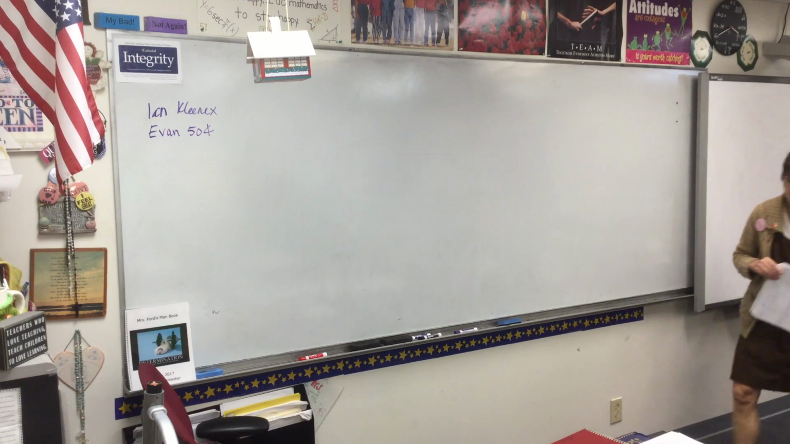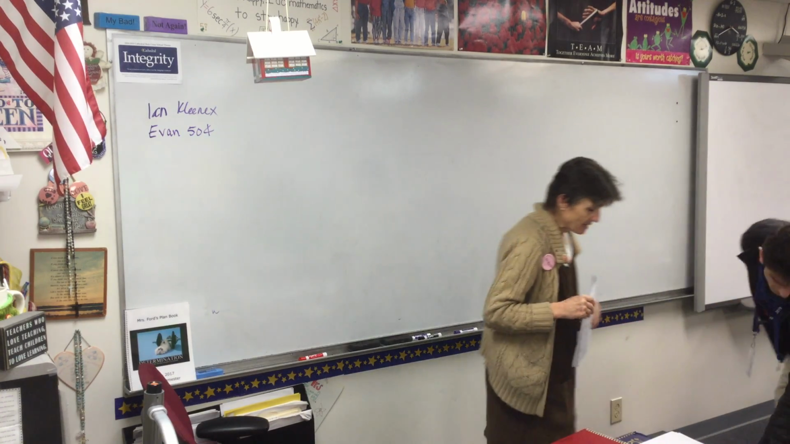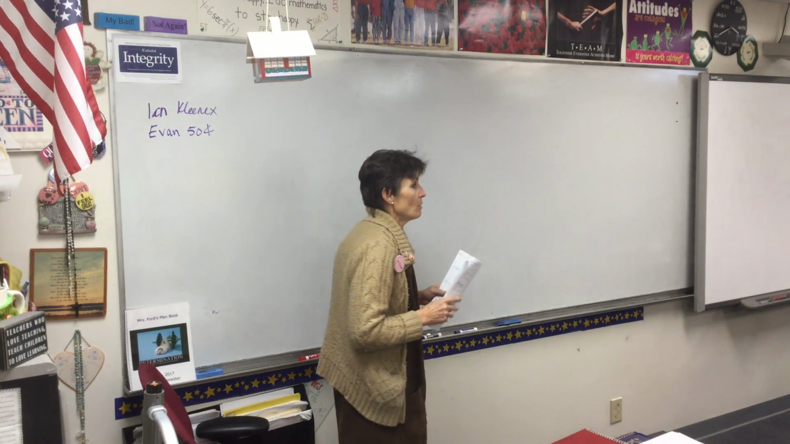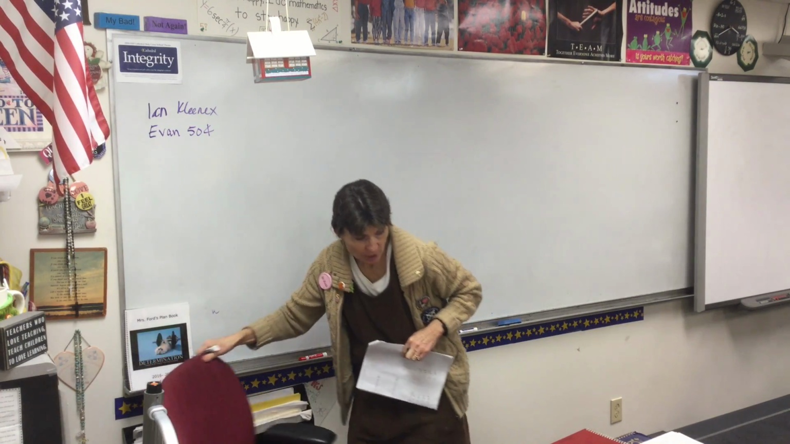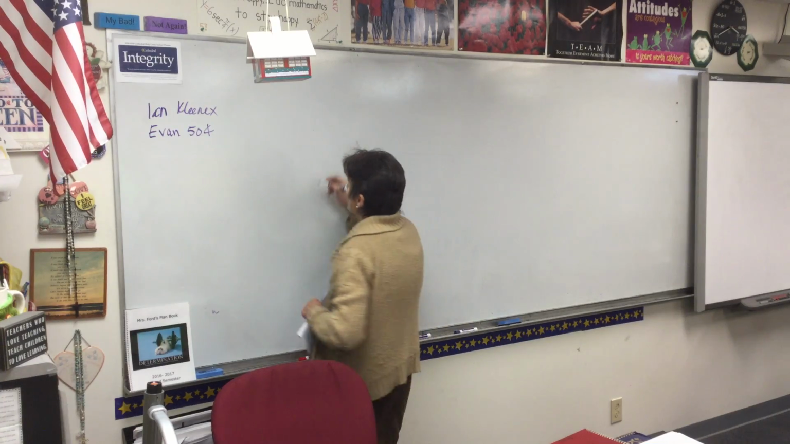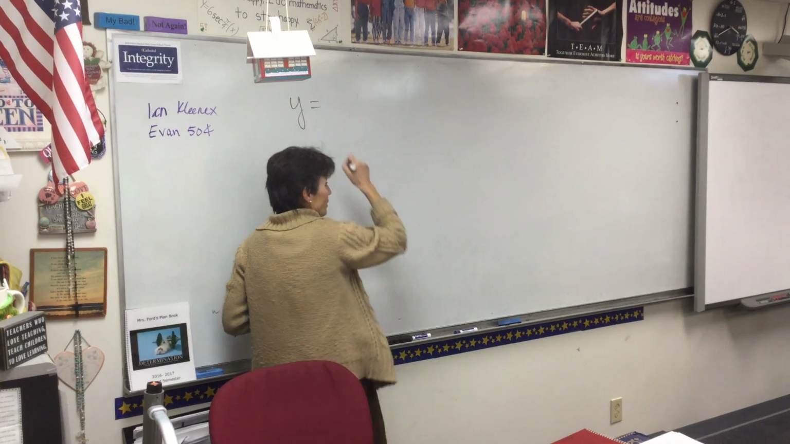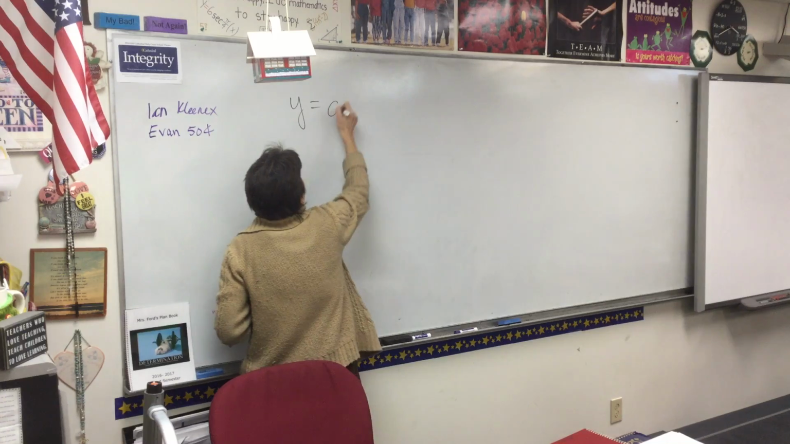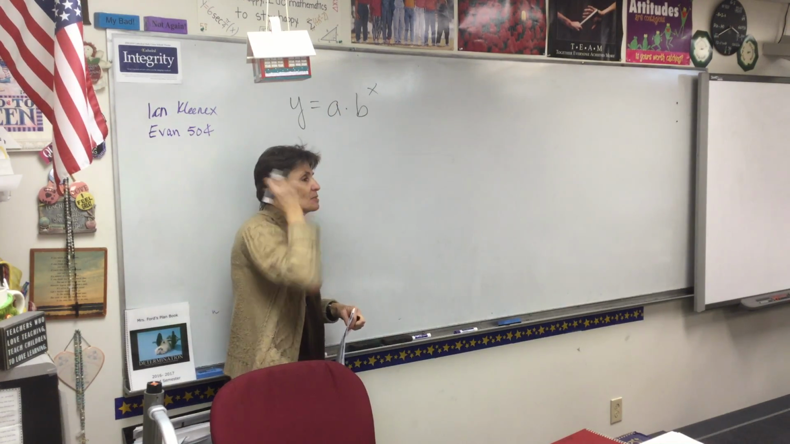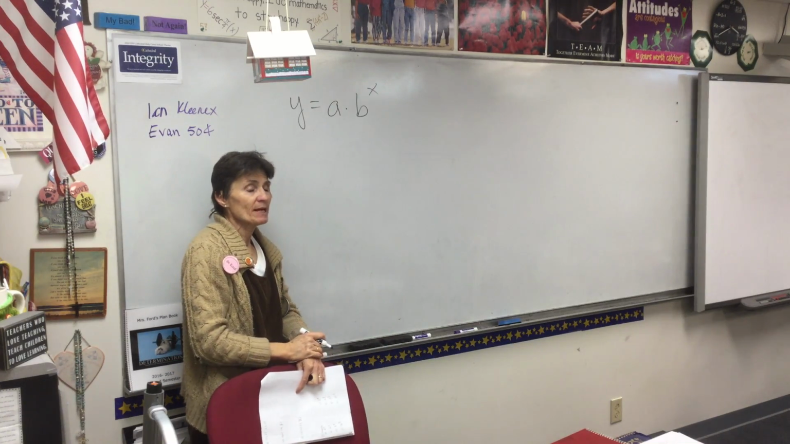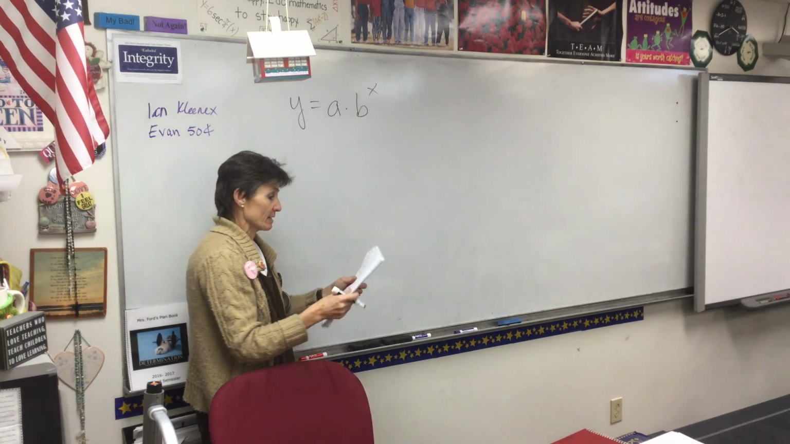Today we are taking notes, and we remember that yesterday we did one problem where we had to write the equation of an exponential. Anybody remember? What does that look like? Y equals? Perfect. That's it. A times b to the x. That's what we have to remember. An exponential is a times b to the x.